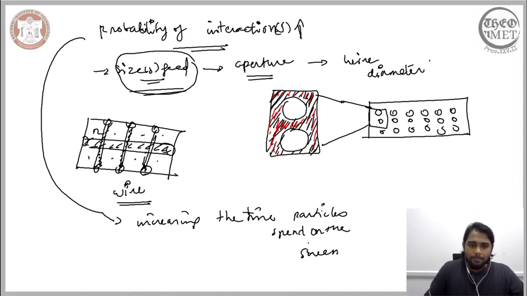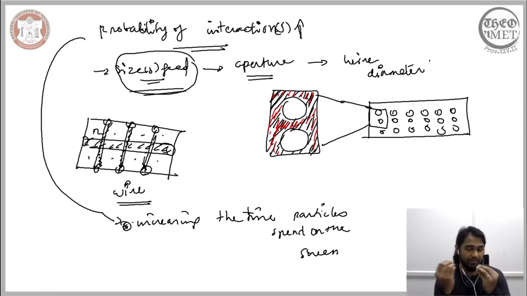So for any given distribution of sizes, for any given feed with fragments of varying sizes, by increasing the time these particles spend on the surface of the screen, we are able to enhance the interaction, both the particle-particle interaction and the particle-screen interaction. So instead of playing around with the size of the feed, we are increasing the probability by increasing the time that is spent by these fragments on the surface of the screen.